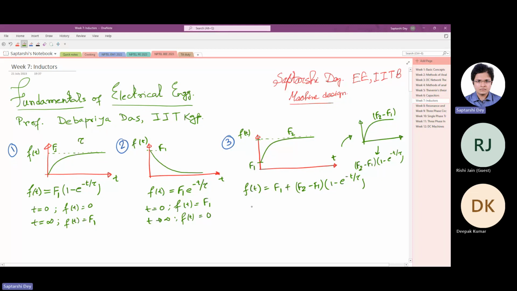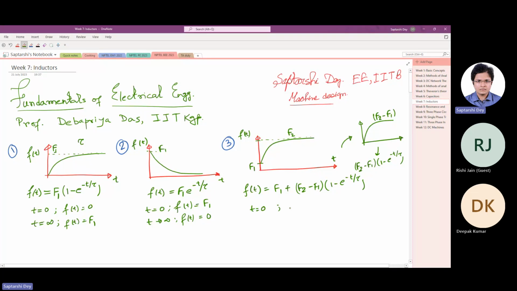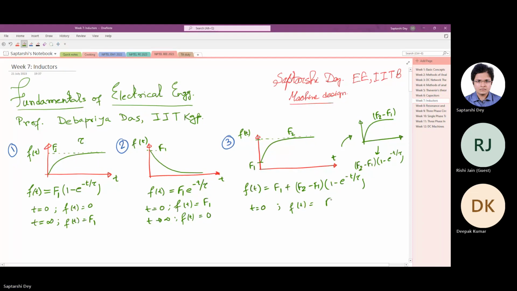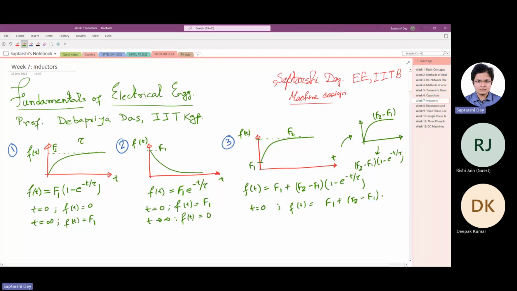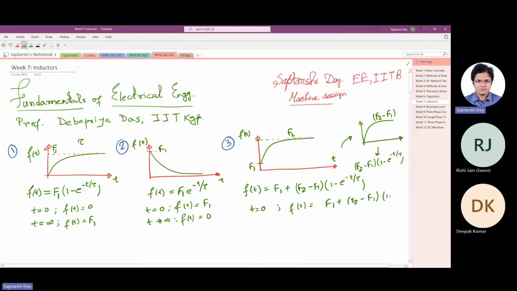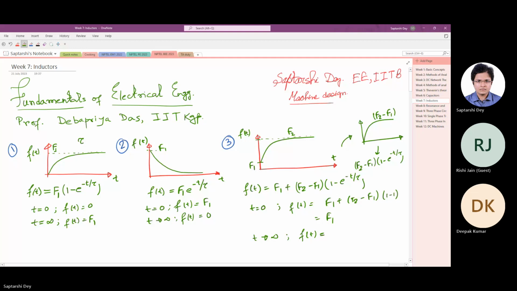If you want to cross check, you can put t equals 0. Then f(t) equals f1 plus (f2 minus f1) e to the power 0, which is 1, so 1 minus 1, and what you get is f1. Similarly, if you put t tends to infinity, you get f(t) equals f1 plus (f2 minus f1) times (1 minus 0), so f2. So this is a way of getting it.